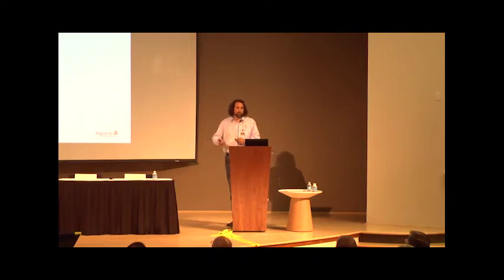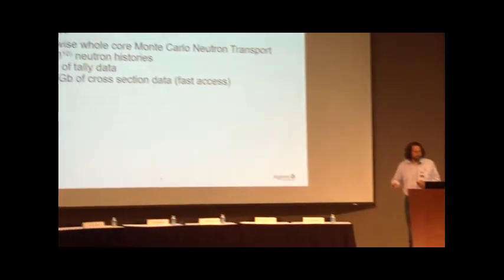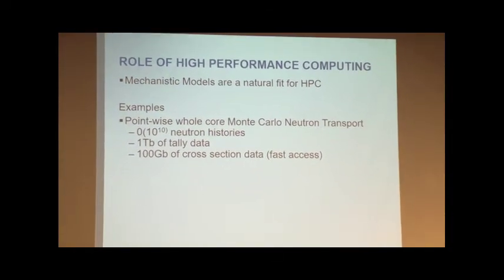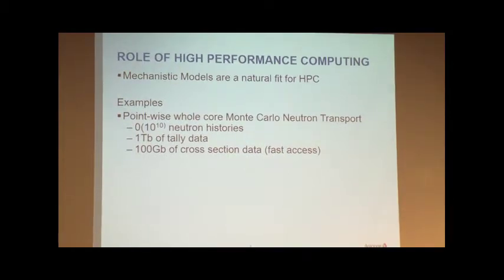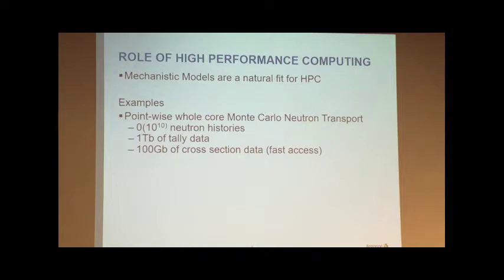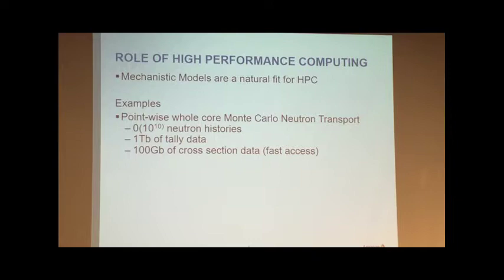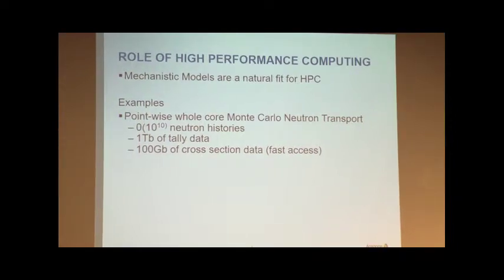And I'll give examples different from the ones I've heard this morning, just for the fun of it. I give many. One of the great challenges that I've worked on for the past 7 or 8 years, mostly with Kord Smith and company at MIT, is to do point-wise energy, whole core Monte Carlo neutron transport of a reactor core. It's a harder problem than we realized. We're talking tens of billions of neutron histories, a terabyte or more of tally data, 100 gigabytes of point-wise cross-section data that every single processing element needs fast access to. It's a massive problem beyond the reach of what we can actually do on modern leadership compute platforms. But you see why there's such a strong connection.